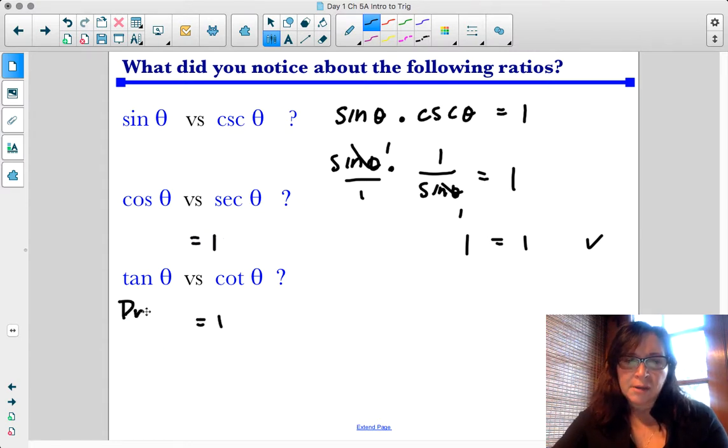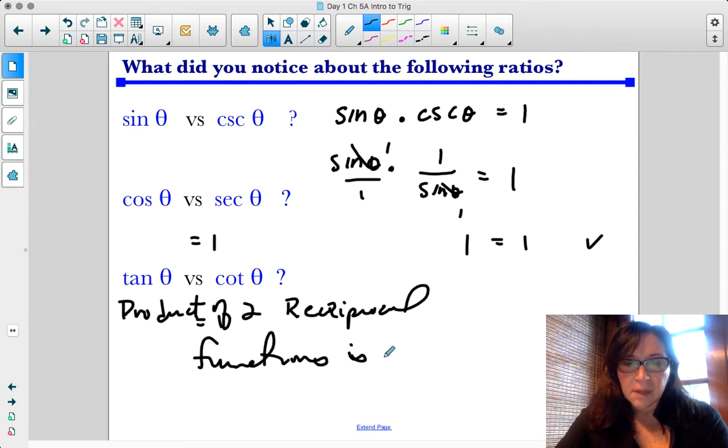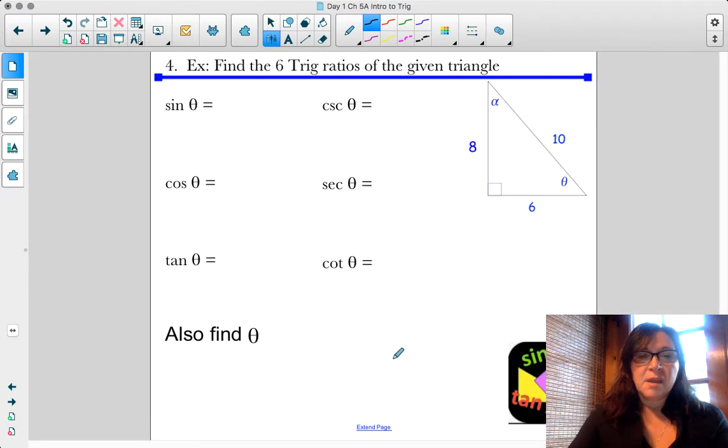So the product of two reciprocal functions is 1. Okay. All right.